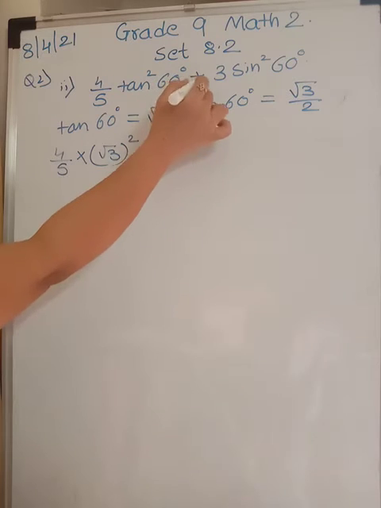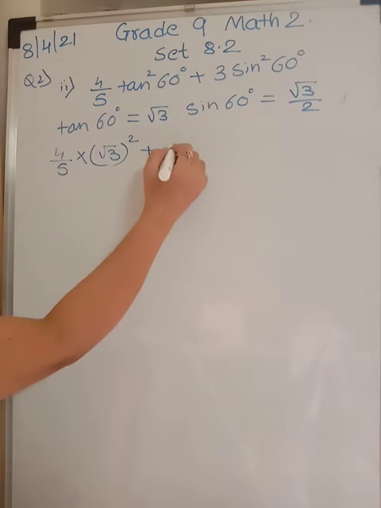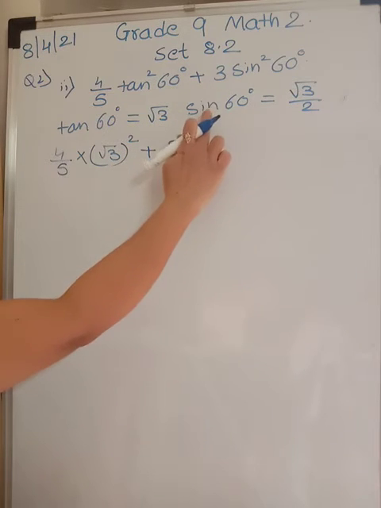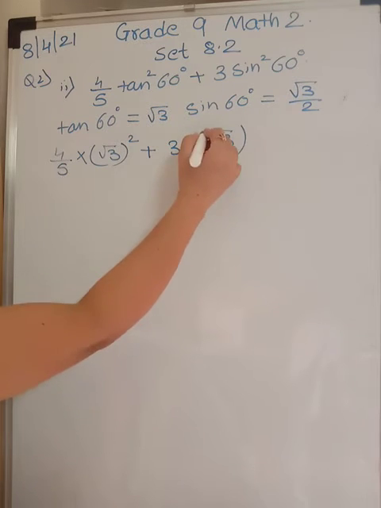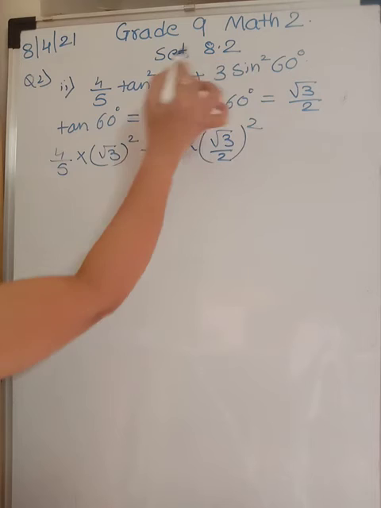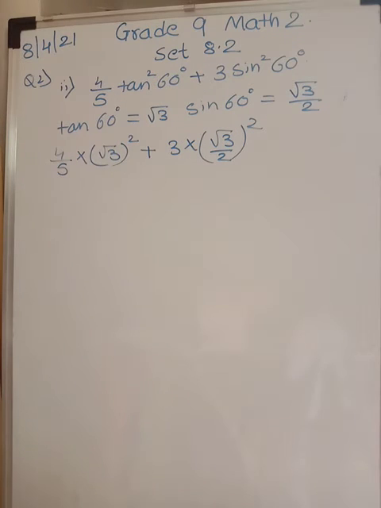Don't miss it out. Here it is with sign plus. Then you have 3 into, first of all, sin 60 is what? Root 3 upon 2 and then square it, because here it is square. Don't miss the squares. Okay.